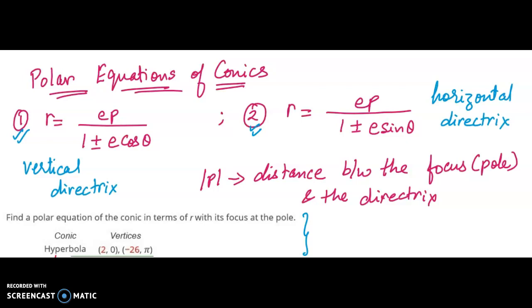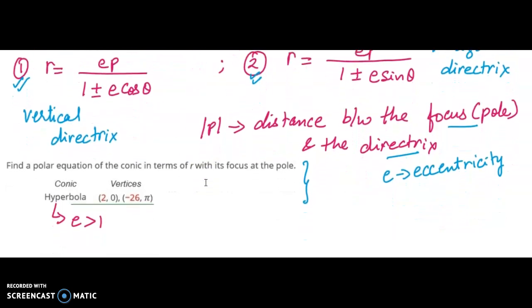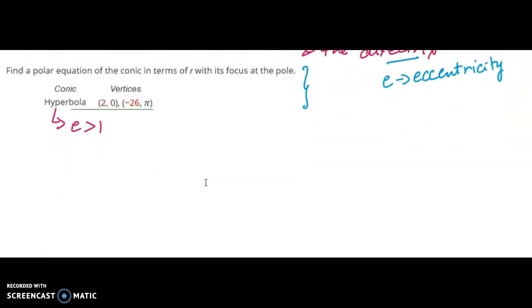The p variable here is nothing but the distance between the focus or pole and the directrix. E, what is E? E is called eccentricity. Eccentricity. Let me spell it again. Eccentricity. So in this particular question that we are talking about, they have given us a hyperbola. If it is a hyperbola, that means the eccentricity will be greater than 1.